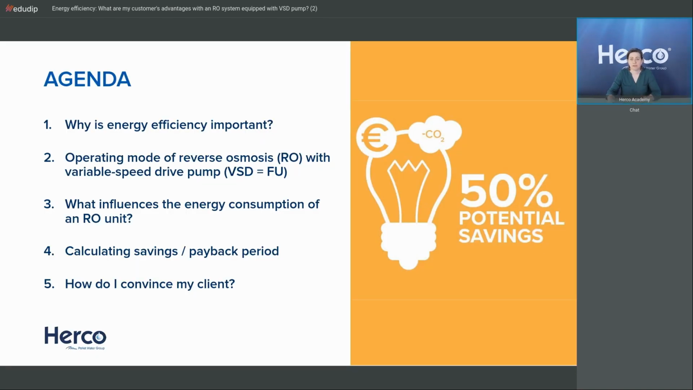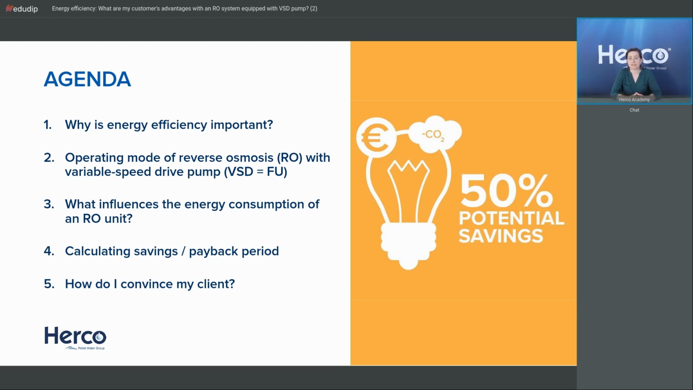We'll start with why energy efficiency is important. Then we'll have a look at the operating mode of a reverse osmosis with a variable speed drive pump compared to, let's say, a normal unit with a non-regulated pump and a throttle valve. Then we'll have a look at what influences the energy consumption of an RO unit. So what effect do the operating conditions have on the energy consumption, and how can we save and reduce energy consumption?